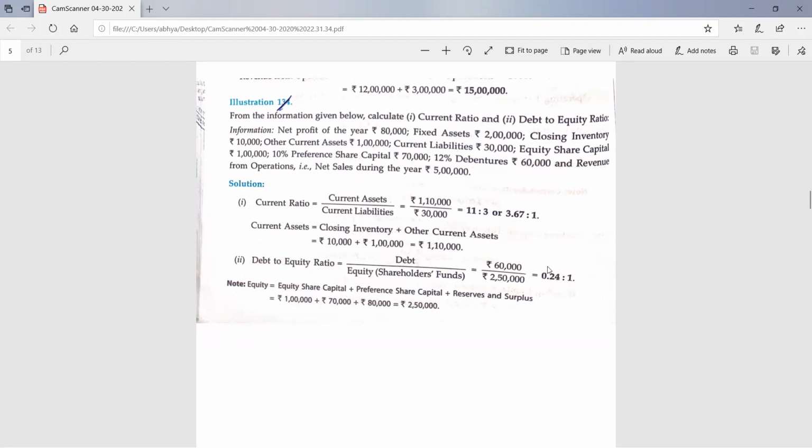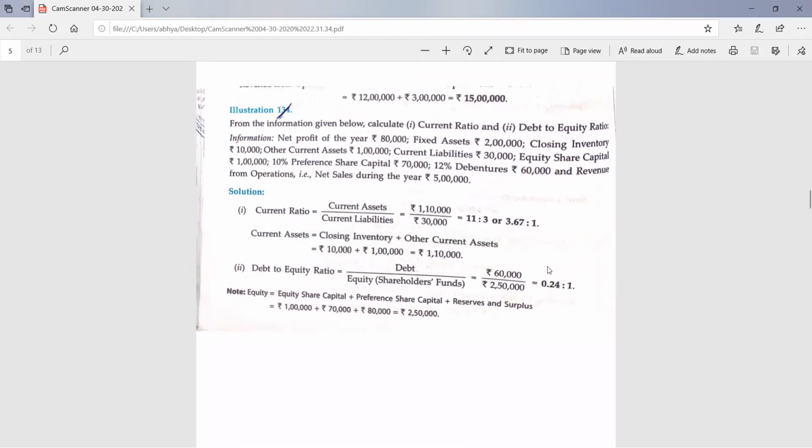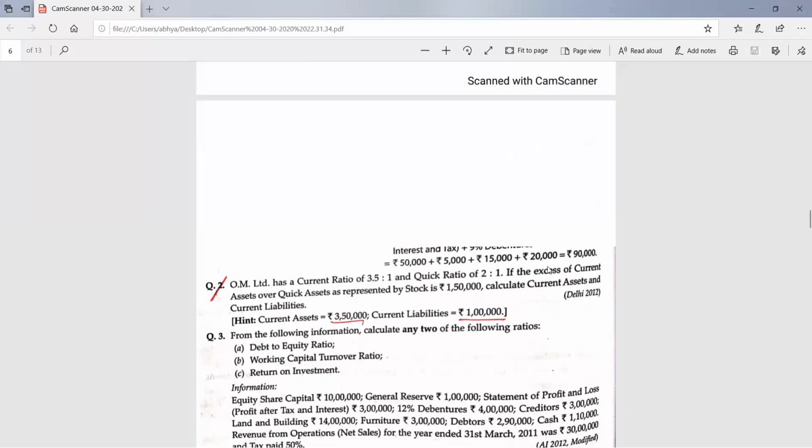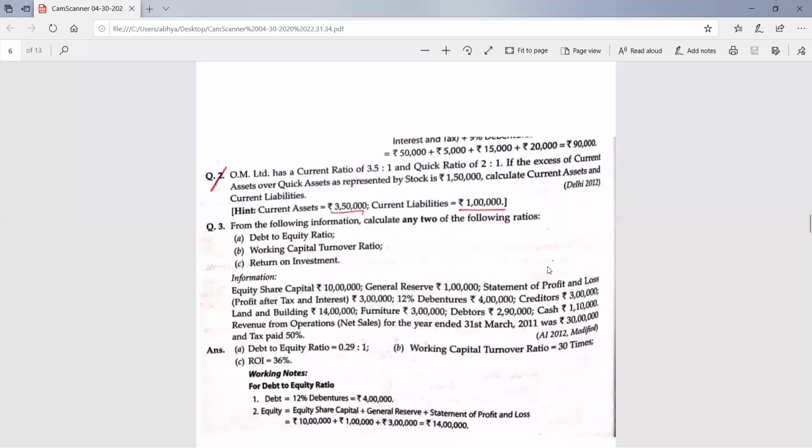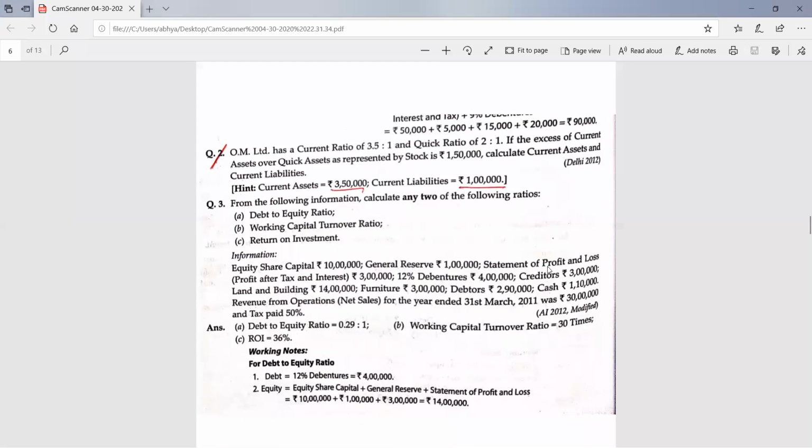And debentures are given here. 60,000 debentures are given here. So in this manner, we can find out the answer. Next, it was a very easy question, so I'm not going to discuss it here. You must have done this because many questions. You can see the answer.